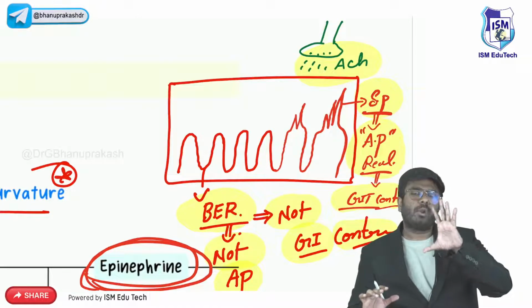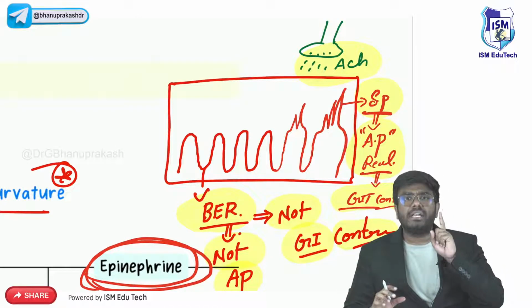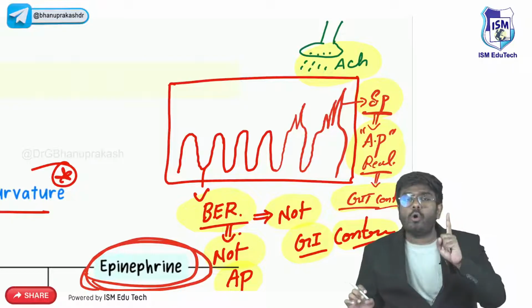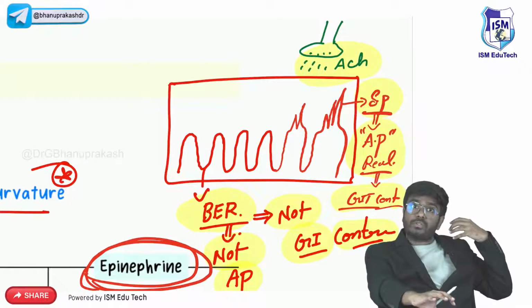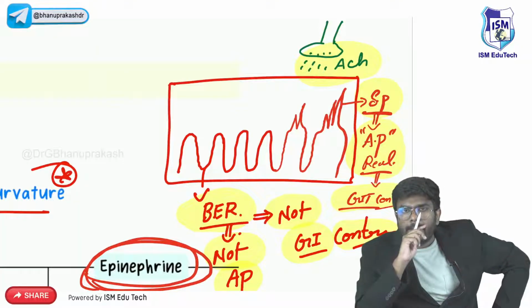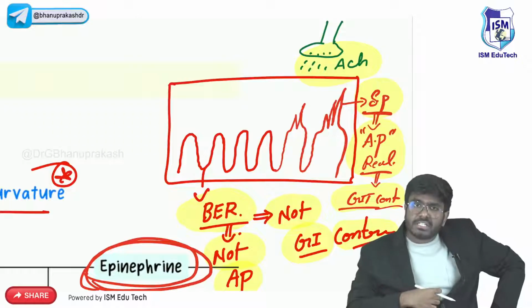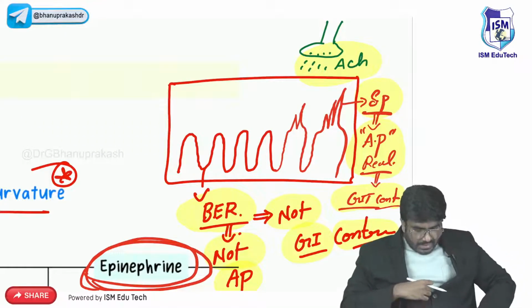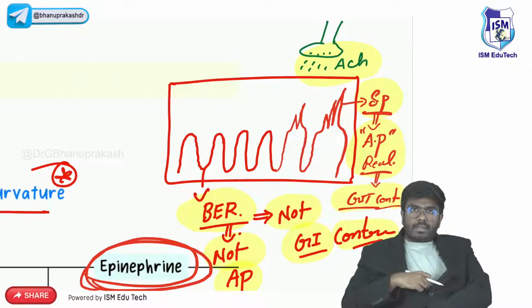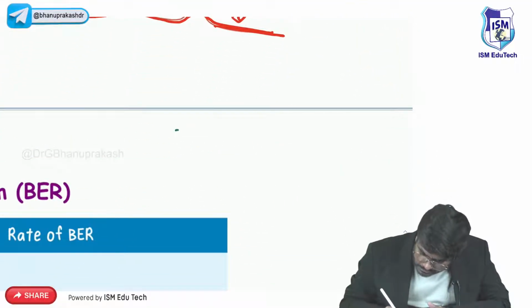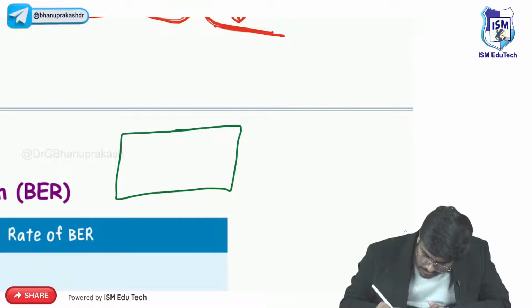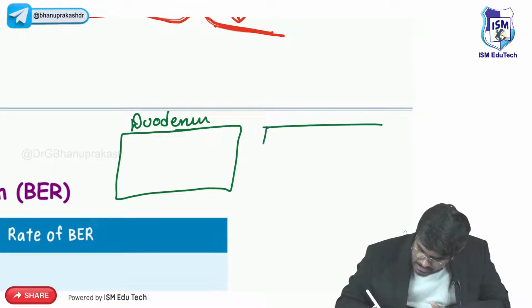See, one more MCQ. I have told you there are so many interstitial cells of Kajal. There is an interstitial cell of Kajal in the duodenum. There is an interstitial cell of Kajal in the cecum. Now, let me show you. Very small, important thing. This is the interstitial cell of Kajal in the duodenum. There is an interstitial cell of Kajal in the cecum.